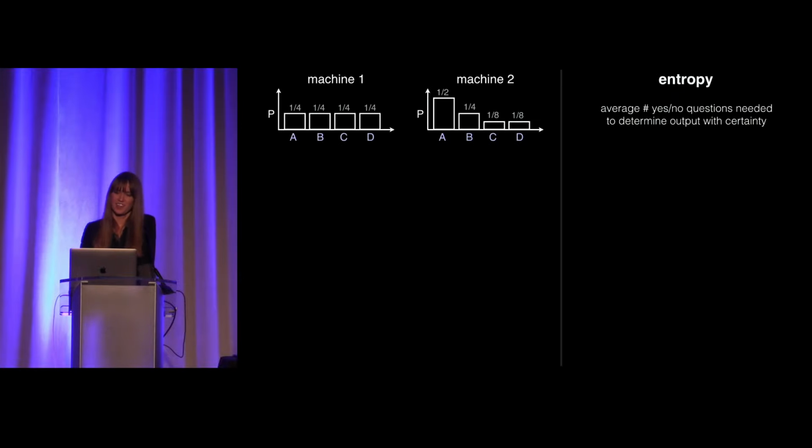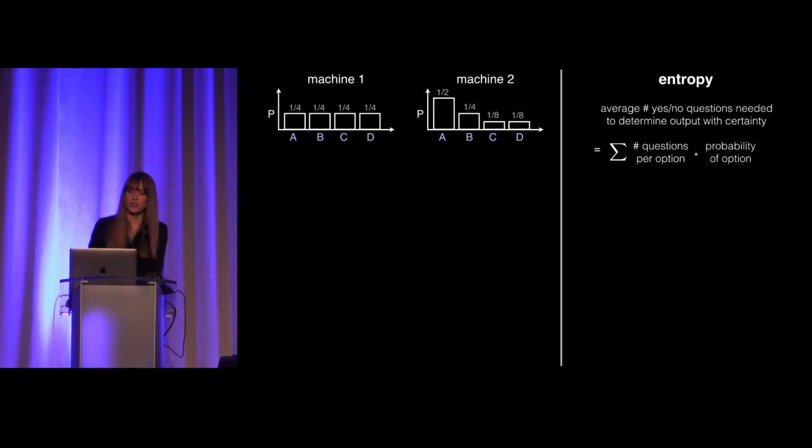Okay. So first, we can write this average number of questions as a sum over the number of questions that we have to ask for each option, where we have 4 options here, A, B, C, or D, times the probability of each option. If we expand this out, that would mean the number of questions we have to ask to determine that the output is A times the probability of A, plus the number of questions for B times the probability of B, and so on.